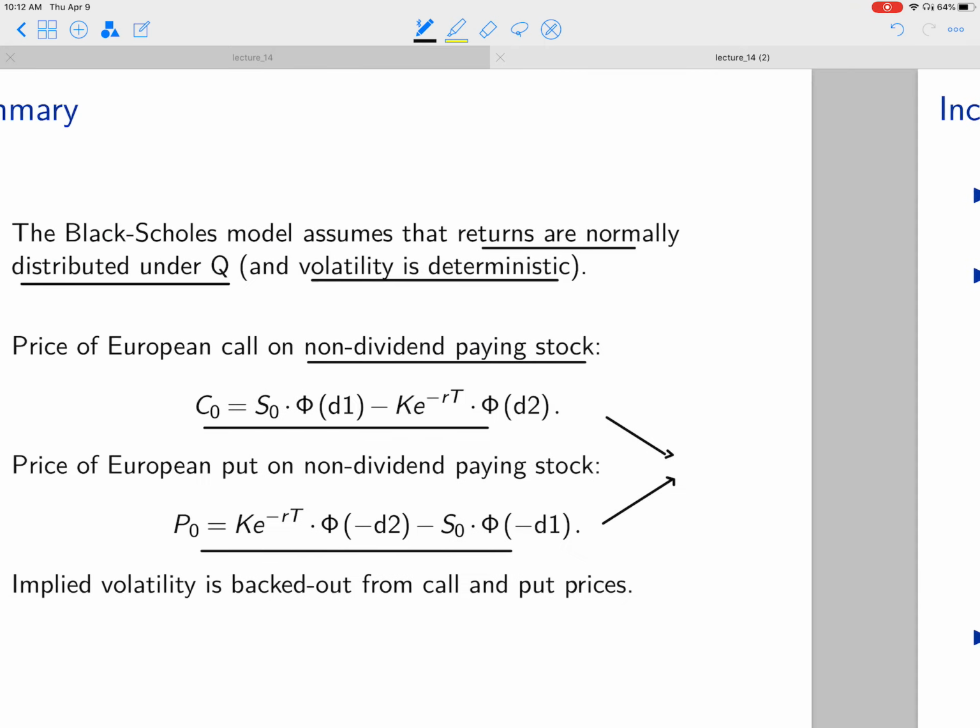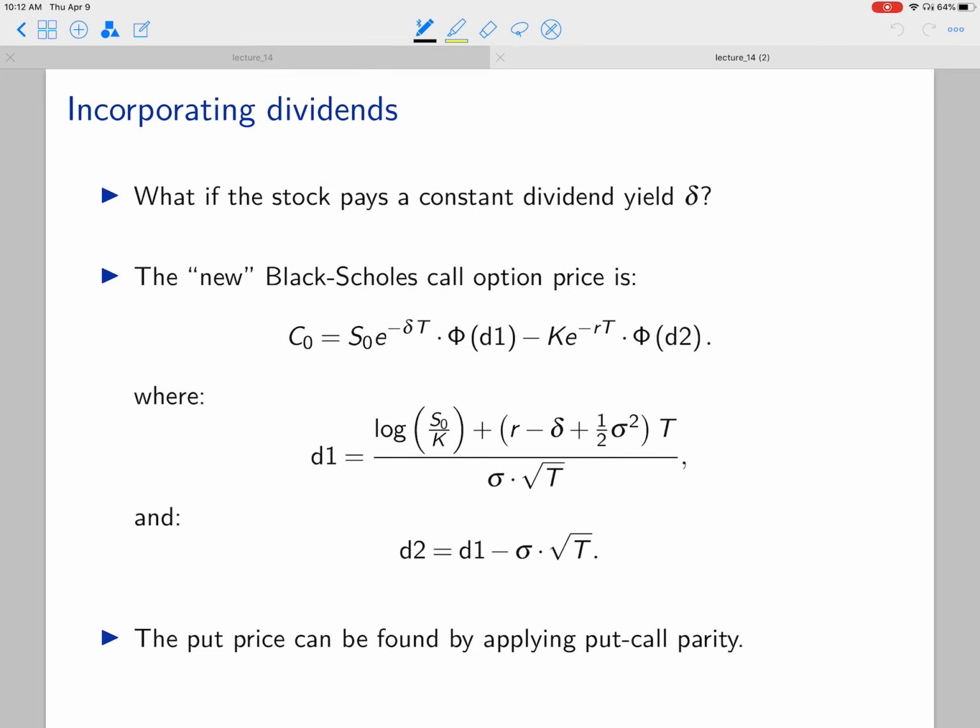A final note, this whole set of slides has been without dividends. Okay, you can easily incorporate dividends in the Black-Scholes model. Dividend yields are the easiest to incorporate. I give you the formula for the dividend yield Black-Scholes call price below, and the put price is given by put-call parity. It is a very slight adjustment to two terms, not a big deal, easily incorporated. You can also incorporate discrete dividends as well, as long as they're deterministic.